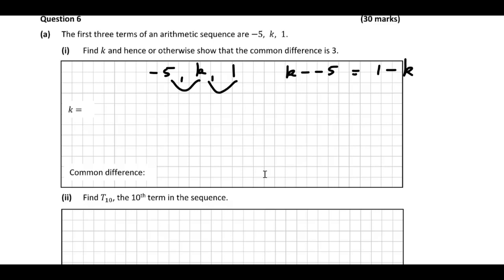Because we're told that it's an arithmetic sequence, in other words, the difference between these two should be exactly the same as the difference between these two. So k minus minus 5 is k plus 5. It's equal to 1 minus k on this side.